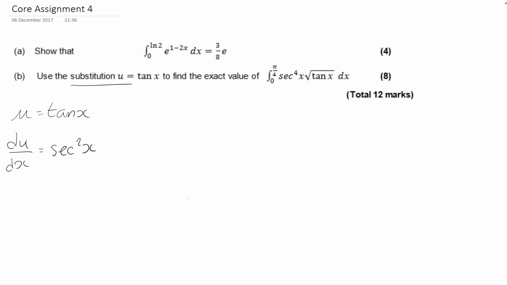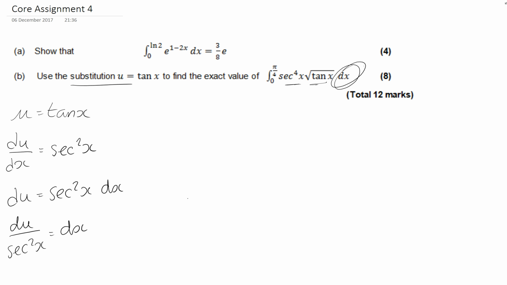So now what we're trying to do, remember, is to remove all of the references to x in our integral and replace them all with u's. So we're going to rearrange this to first of all eliminate our dx. So du equals sec squared x times dx, and du over sec squared x equals dx. Okay, so we're now ready to substitute at least dx into our formula here.